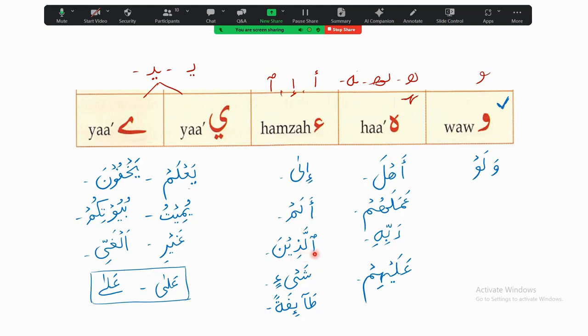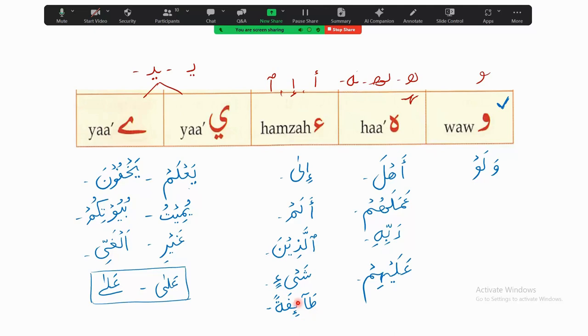And here, what you are seeing at the start is again Hamza. The next example is of the word "shay'in". Here you can see the Hamza in its intact form, as it is, at the end of the word. Also, sometimes you will see Hamza written like this as well.